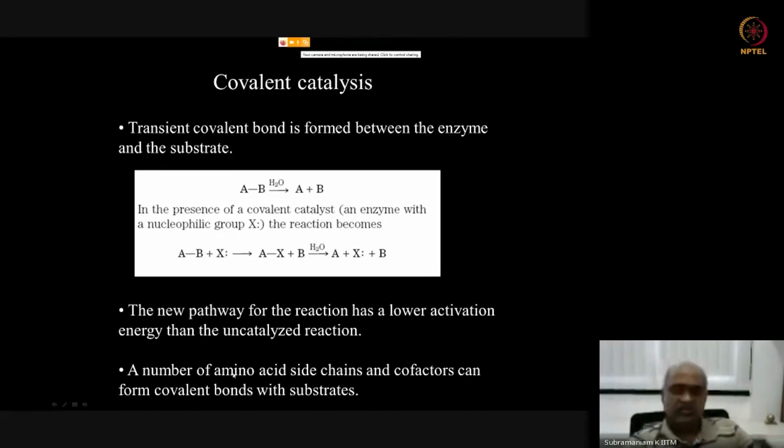And I just told you this, a number of amino acid side chains. Cofactors we have not yet gone into, although we learned at the very beginning of the enzyme discussion that metal ions and vitamins function as cofactors and coenzymes, and when they are tightly bound we call them prosthetic groups. So they can also help in this covalent catalysis.